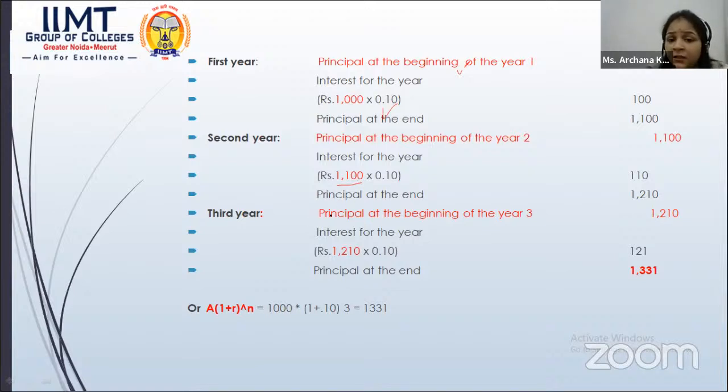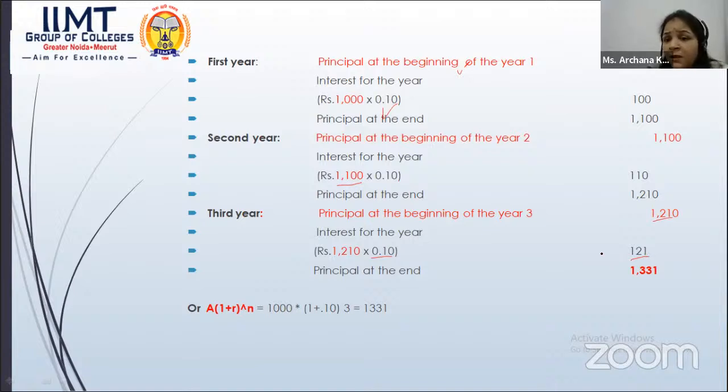Similarly, in the third year, the principal at the beginning of the third year would be 1,210, right? On this 1,210, we again put interest at the rate of 10% and we'll get 1,331. So in case of simple interest, what would have been the interest? 100, 100, 100 for all the 3 years. But in case of compound interest, this interest goes on changing, goes on increasing.